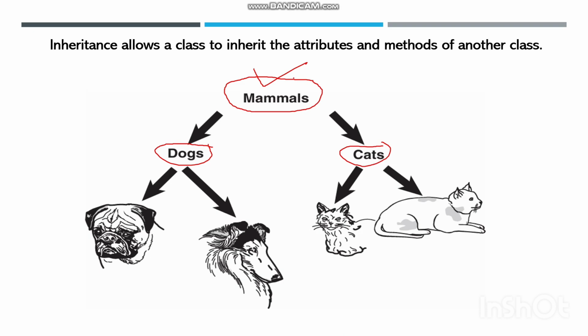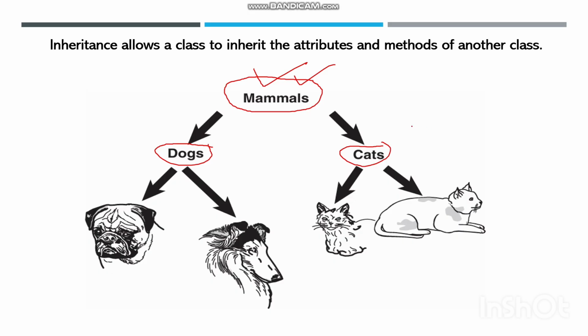There are certain things which these mammals have in common. Dogs also have eyes, cats also have eyes. Dogs also have skin color, cats also have skin color, although the skin color is actually different, the attribute is the same. They also have a brain. So there are certain common things in them.